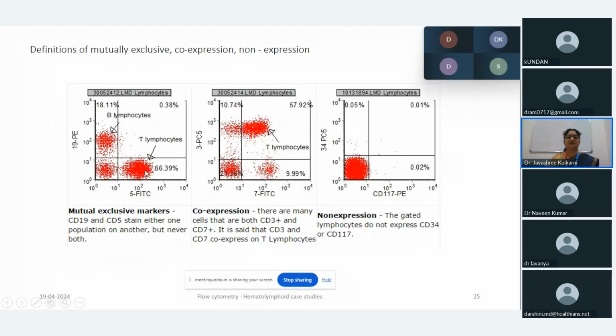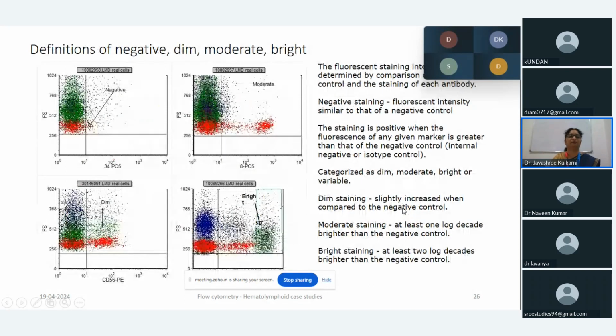Then once you look at the scatter plots, invariably we divide them into quadrants. We don't use quadrants in our reporting. This is just for your understanding, that I have shown how markers are mutually exclusive. For example, the T cells are CD5 positive, B cells are CD19 positive. These are called mutually exclusive markers. But there can be co-expression. For example, T cells can express CD3 as well as CD7, right? And non-expression. What is meant by non-expression? They are not showing any of the markers. They are neither CD34 positive nor CD117 positive. This is non-expression.